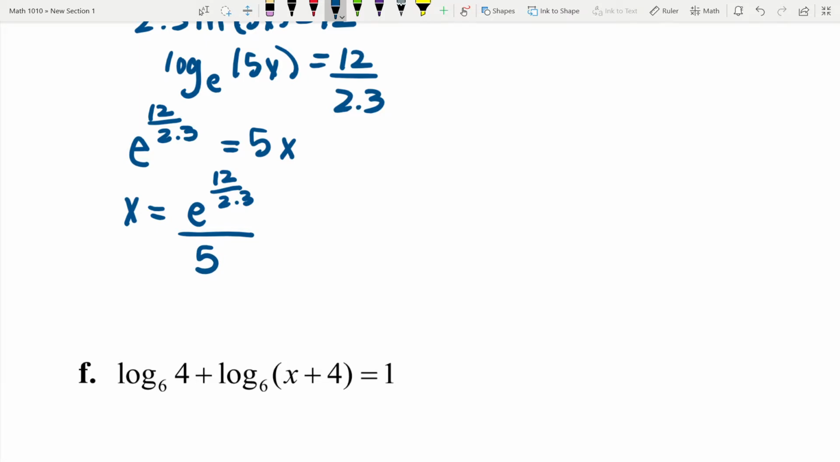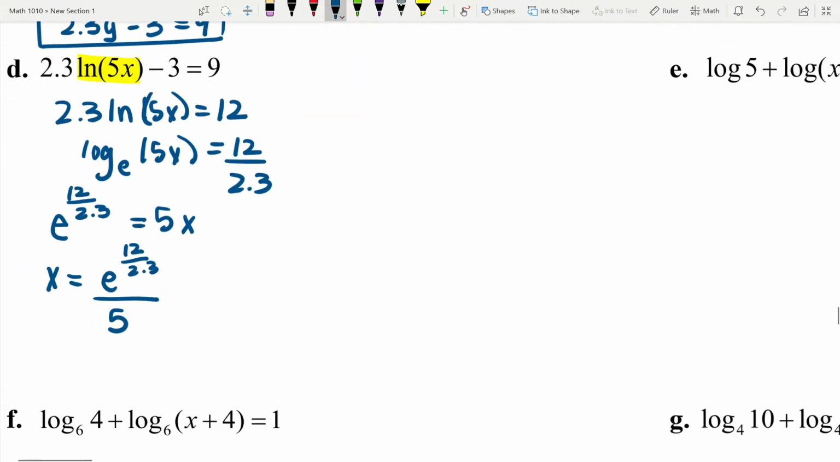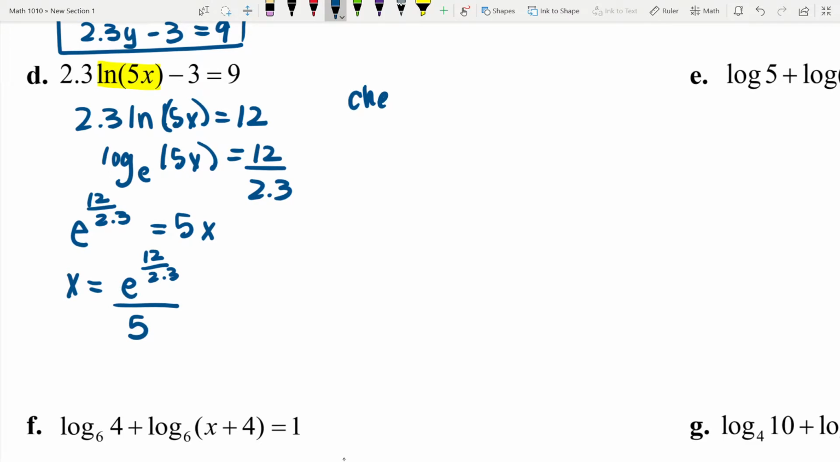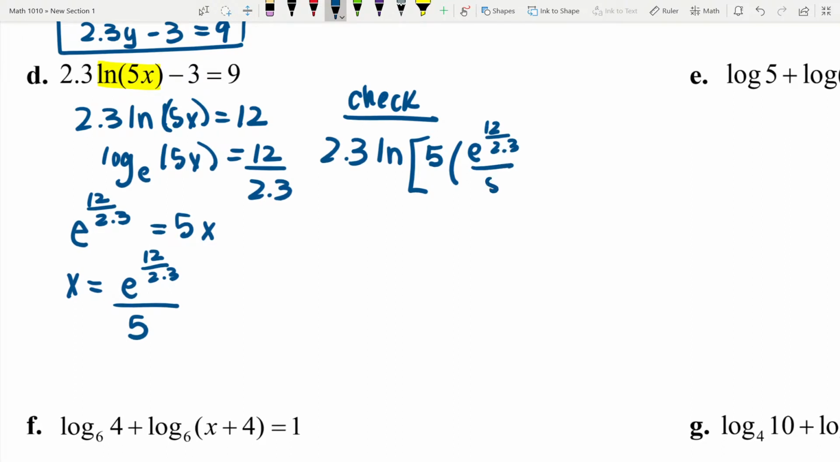Now, that's terrible. That's the ugliest thing ever, okay? I'm going to show you a quick way to check it. I want you to write down the word check, and I do need you to put that terribleness right there in for x, but then I'm going to show you an easy way to put it in your calculator. So everybody go 2.3 ln. I want you to make the parenthesis a bracket because it's going to get complicated, so go 5. And then to show that it's multiplied by x, just go e, put a parenthesis, and then e to the 12 over 2.3 over 5, close your parenthesis, close your bracket, minus 3 equals 9.